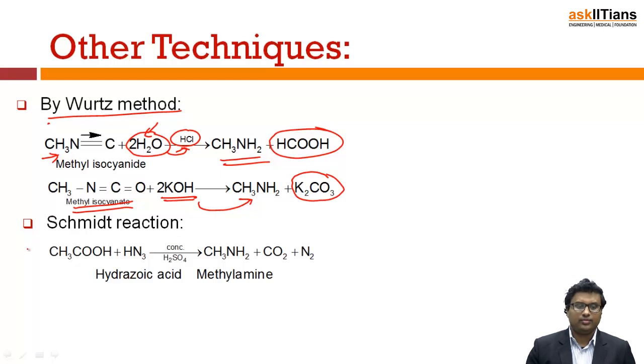This is important again, Schmidt reaction. So what happens is that in Schmidt reaction, you have your CH3COOH acetic acid in presence of this HN3 and concentrated H2SO4, you will again get an amine which is methylamine. And remember, there is carbon dioxide and nitrogen which is getting evolved.